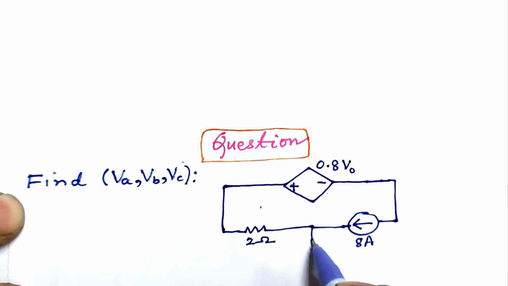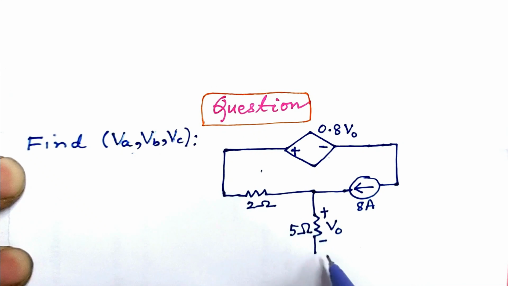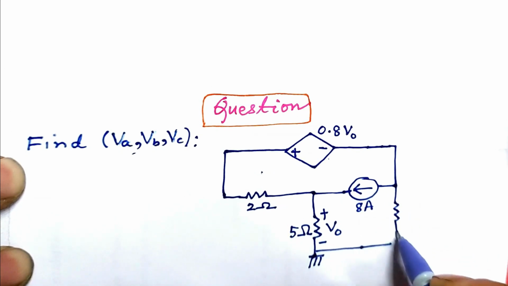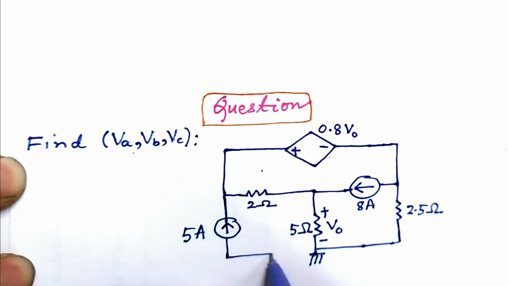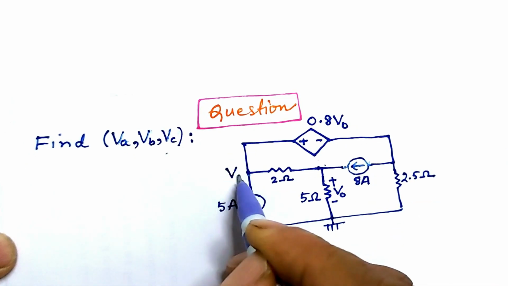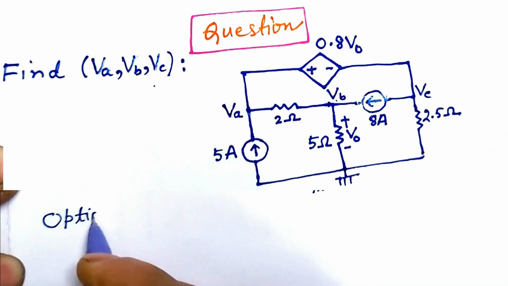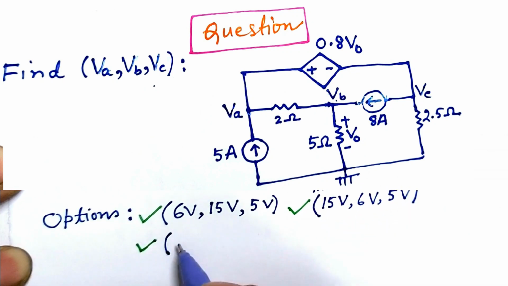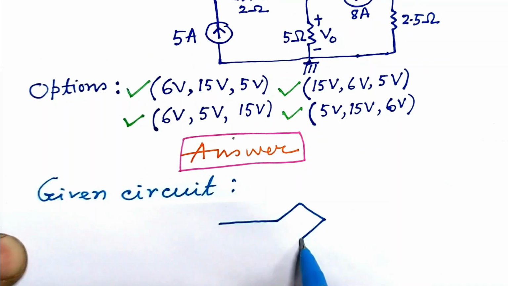The voltage we referred to previously, on which the voltage dependent voltage source 0.8 V0 depends, is here. It is V0, the drop across 5 ohm resistance. This terminal is grounded. This resistance is 2.5 ohm. This is another current source of 5 ampere. Voltage at this point is VA, at this point it is VB, and here it is VC. The options are: the answer. Given circuit is, let us redraw.